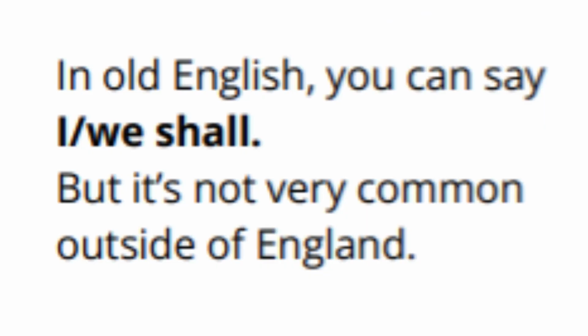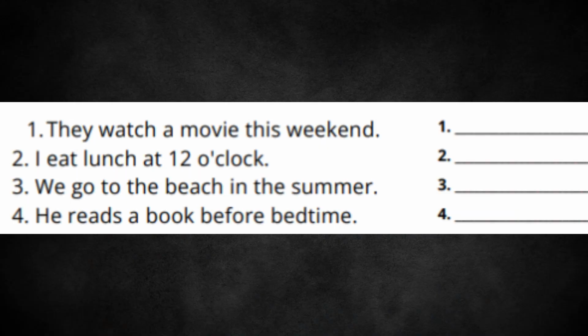So I shall meet you tomorrow. We shall see who the winner is. But these days we only use will. I ask the students to change these sentences into the future tense. They watch a movie this weekend. They will watch a movie tonight.